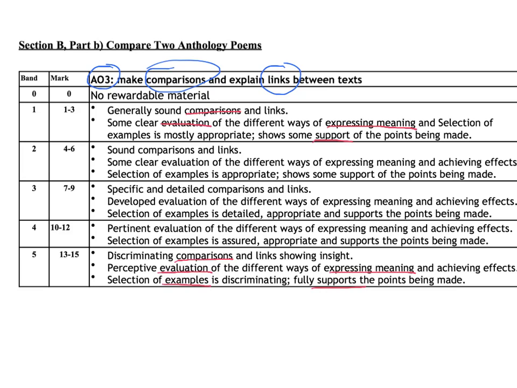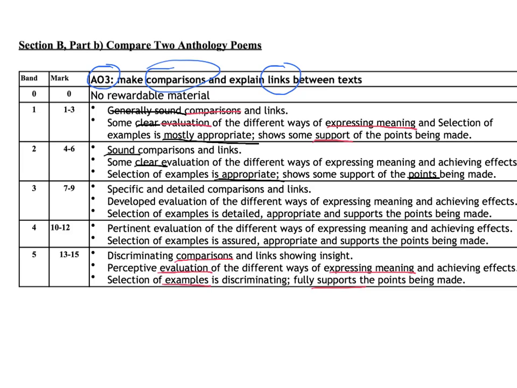So the level of difficulty that you'll be exploring within band 1 will be generally sound. So most of the time it's making sense what you're saying. You're being clear. And you're mostly appropriate, so you're selecting the right things most of the time, although there'll be errors. In the second band, you will be sound, again not generally sound, just sound, so it makes sense what you're saying. You're doing some clear evaluation, and your examples that you do select will be appropriate to what you're actually talking about, and they will link to the points that you're making.